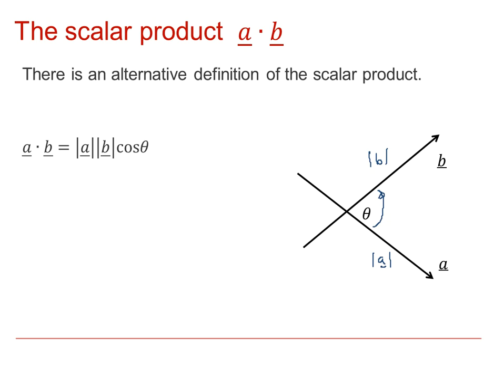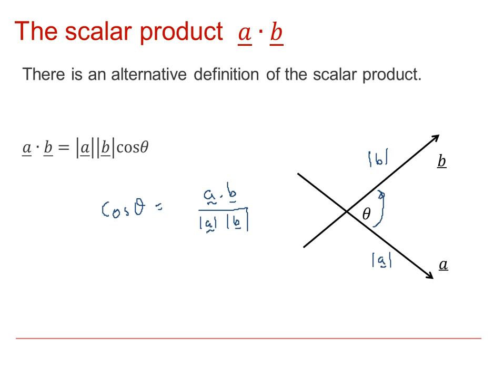Now this can be proved using the cosine rule. You might want to research it or look in your textbook to find a proof. It's quite important because then we can rearrange this and we can see that therefore cosine theta must be A dot B, the dot product, divided by mod A mod B. And it's this formula that we will consider in the next video to find the angle between vectors.